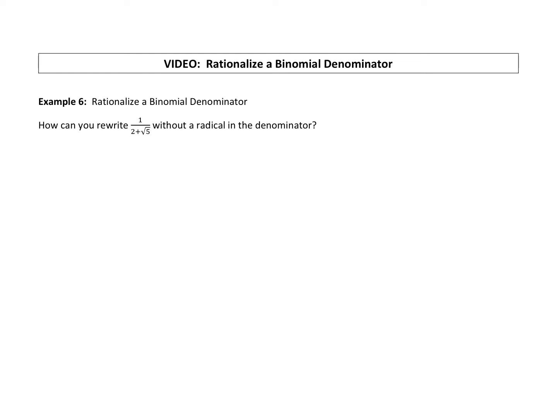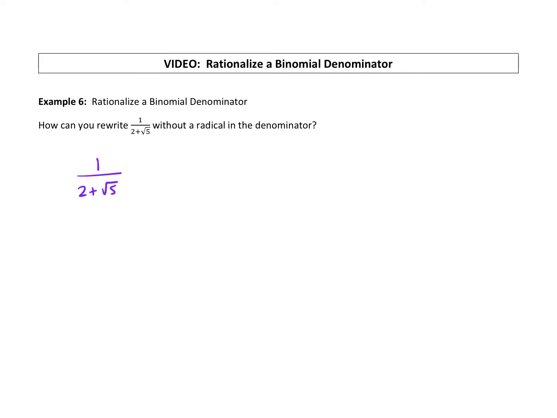Okay, let's rationalize a binomial denominator. You guys have seen this idea before, so it's nice to say, hey, that's kind of familiar. We have 1 over 2 plus the square root of 5. We cannot have radicals in a denominator, so we're going to rationalize this, but it's a binomial.